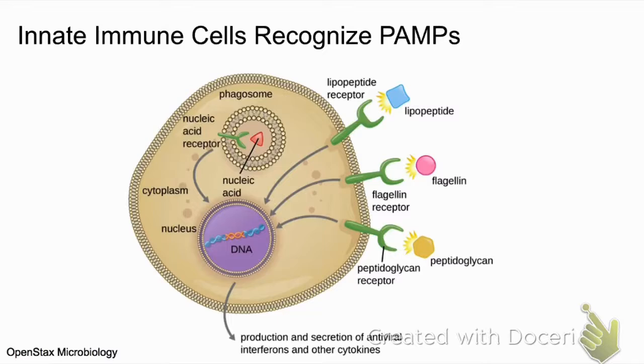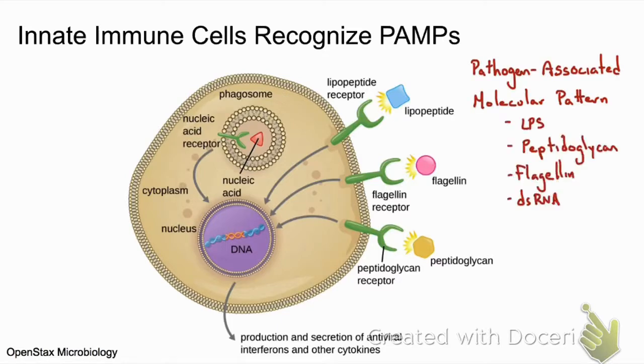The innate immune system is often said to recognize general patterns. In particular, those cells that contribute to the innate immune response recognize what we call PAMPs, or pathogen-associated molecular patterns. PAMPs can include lipopolysaccharide, peptidoglycan, and flagellin from gram-negative and gram-positive bacterium, and even double-stranded RNA from some viral pathogens.